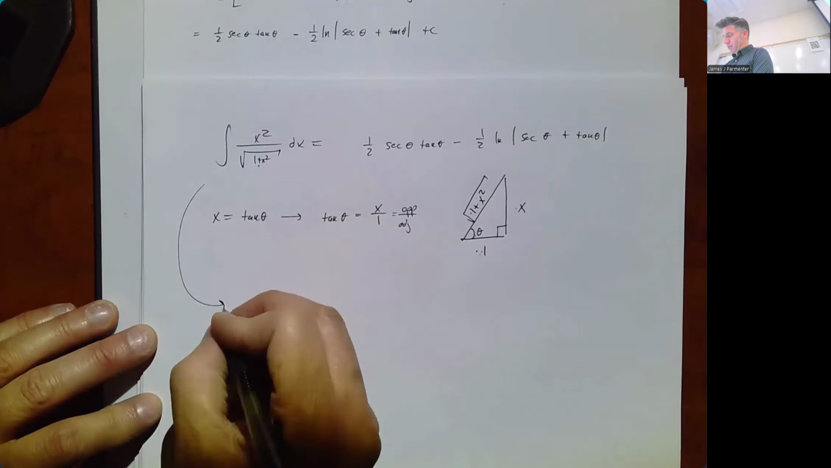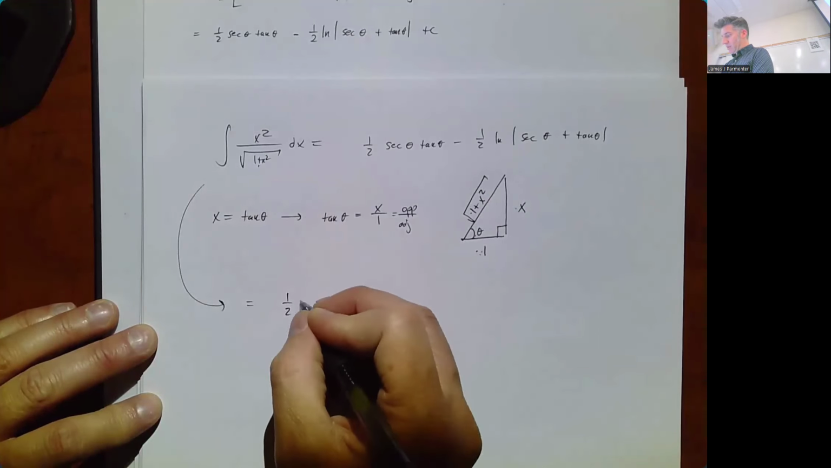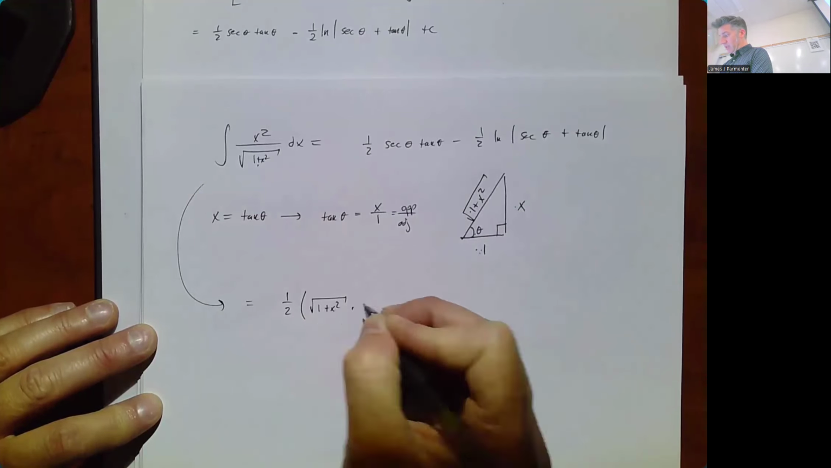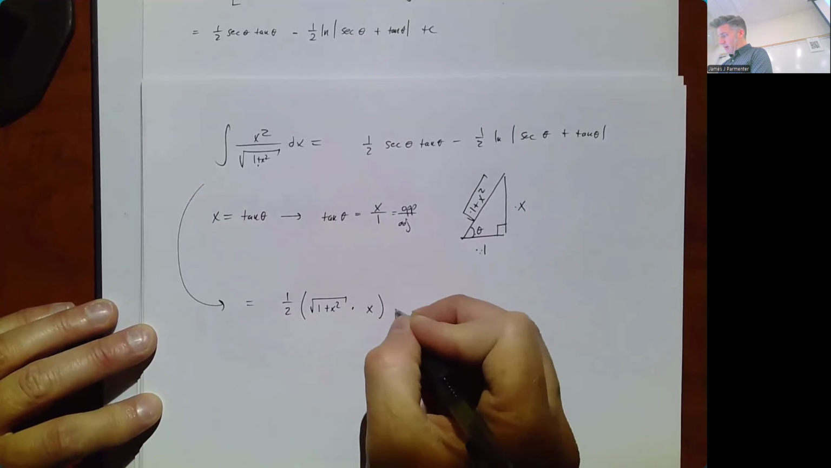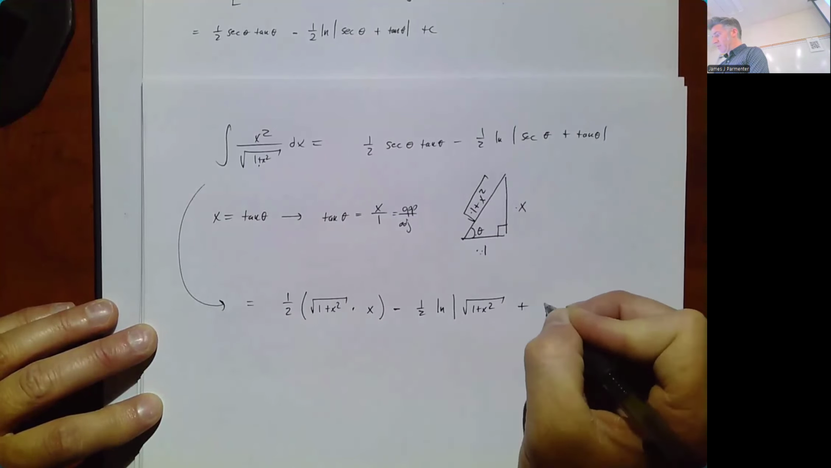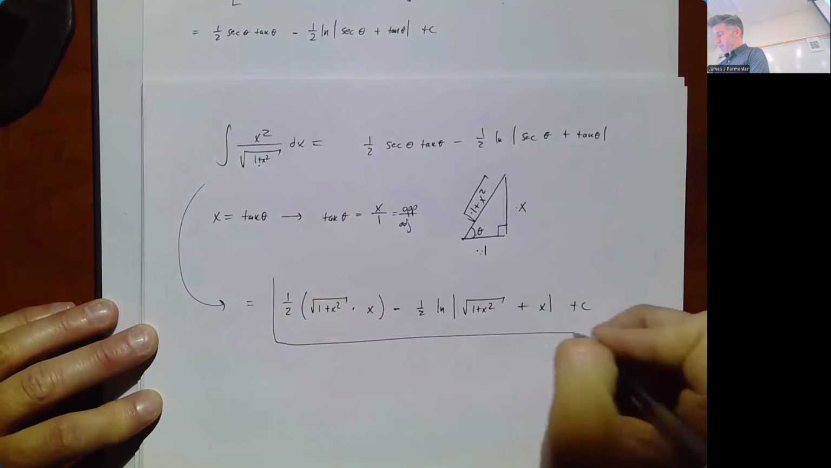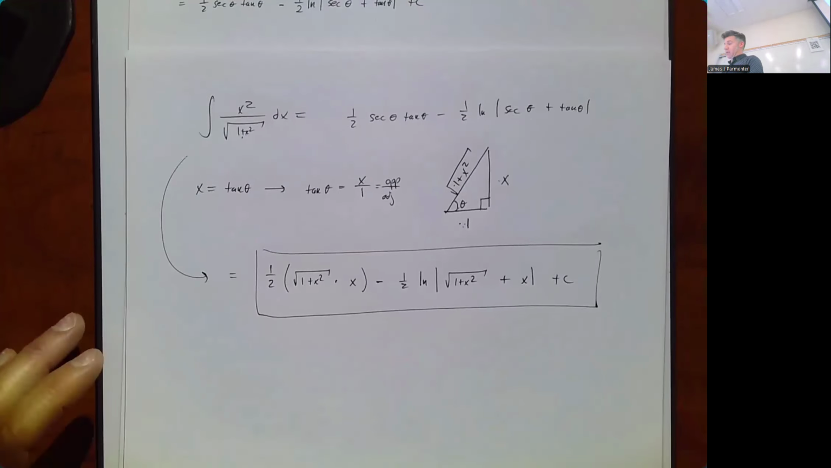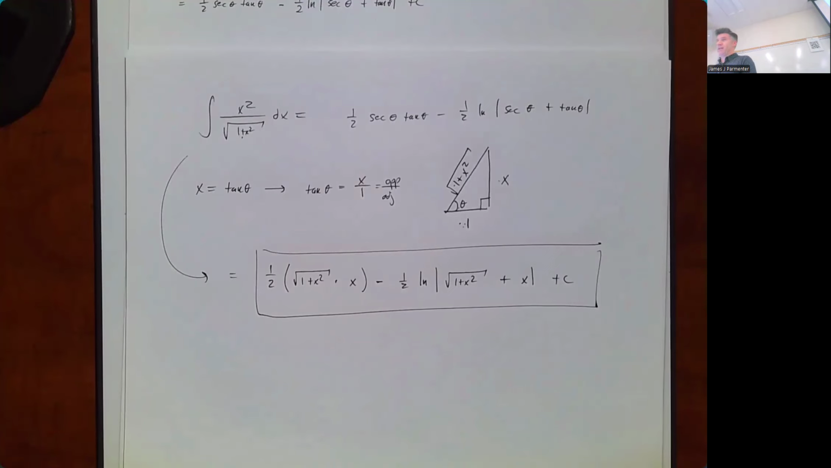So this integral ends up equaling 1/2 times secant of theta, which is the square root of 1 plus x squared, times tangent of theta, which is x, minus 1/2 times the natural log of the absolute value of secant of theta, which is the square root of 1 plus x squared, plus tangent of theta, which is x, plus c. And that is typically how we go back to finding the original function, the function in terms of the original variable x. A little tricky.